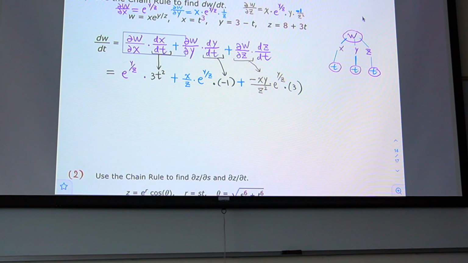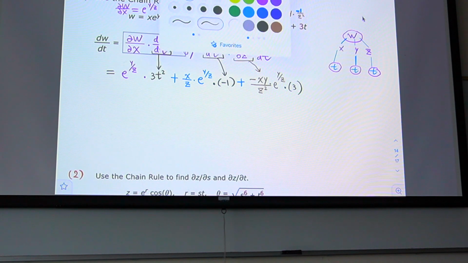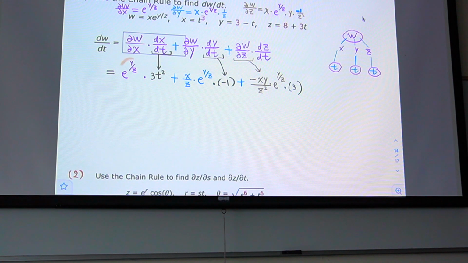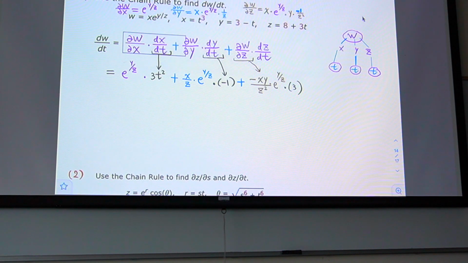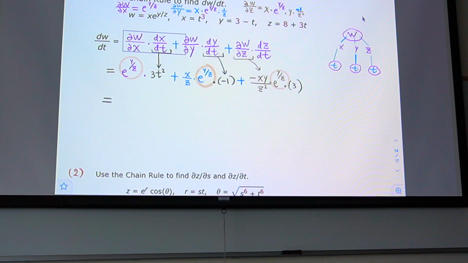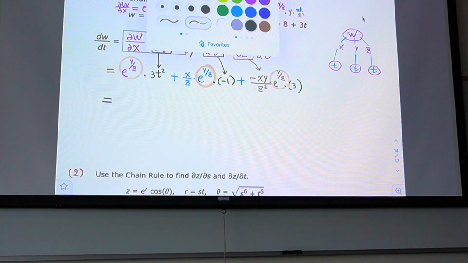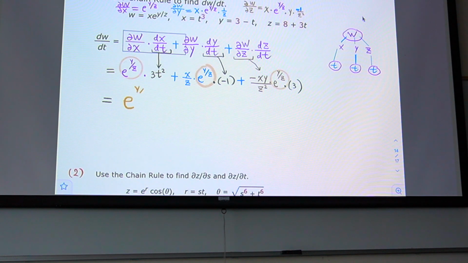Okay. Can we simplify this a little bit? Can we take out a common factor? What do you notice about these three terms? Do you have a common factor? E to the y over z. Yes, you see it, right? You see that they all have this e to the y over z. They all have this. So we can take out this common factor. So we take that out. So e to the y over z, take out this.